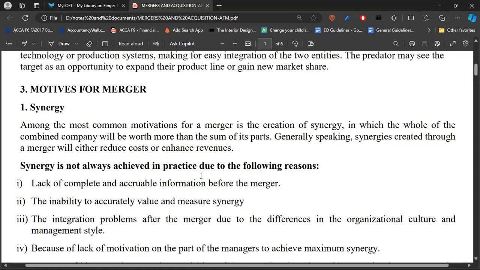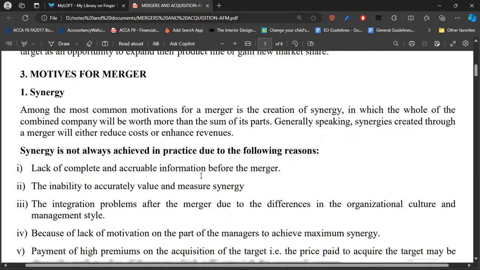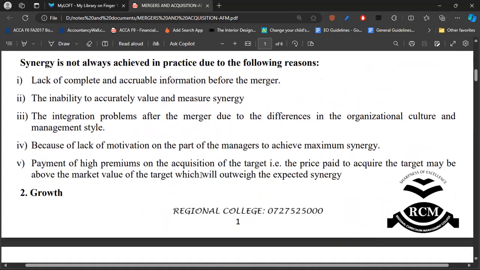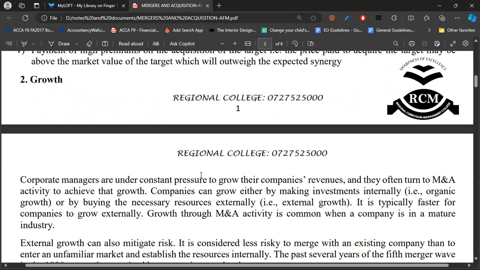One might be the lack of complete and correct information before the merger. You might also face integration problems after the merger due to organizational culture, and because of being too optimistic about the potential of the merger and acquisition. And sometimes it might be due to lack of motivation. Those are the reasons why we might be unable to achieve synergy.